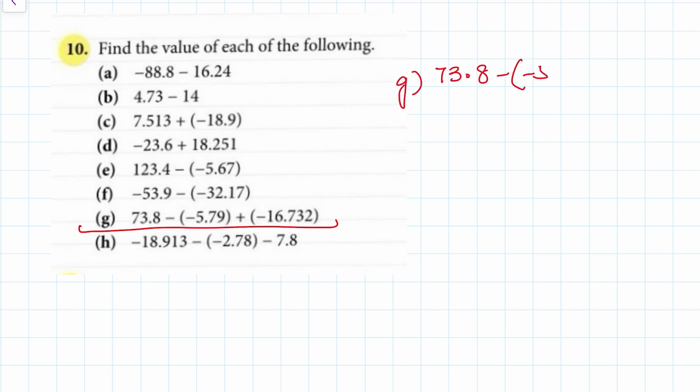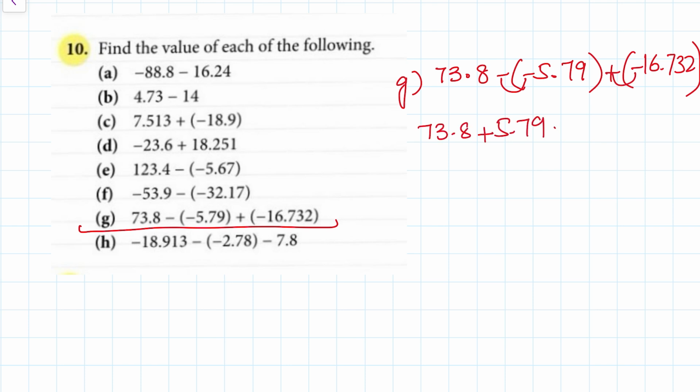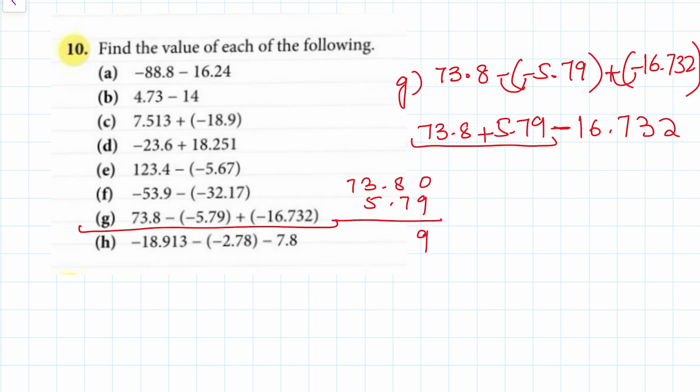73.8 minus 5.79 plus minus 16.732. This becomes a minus is a plus. Plus minus is a minus. Now add them. I'm not using calculators because this is a non-calculator topic. 9, 8 plus 7 is a 15. 5, 8, 9 and a 7. 79.59 minus 16.732.